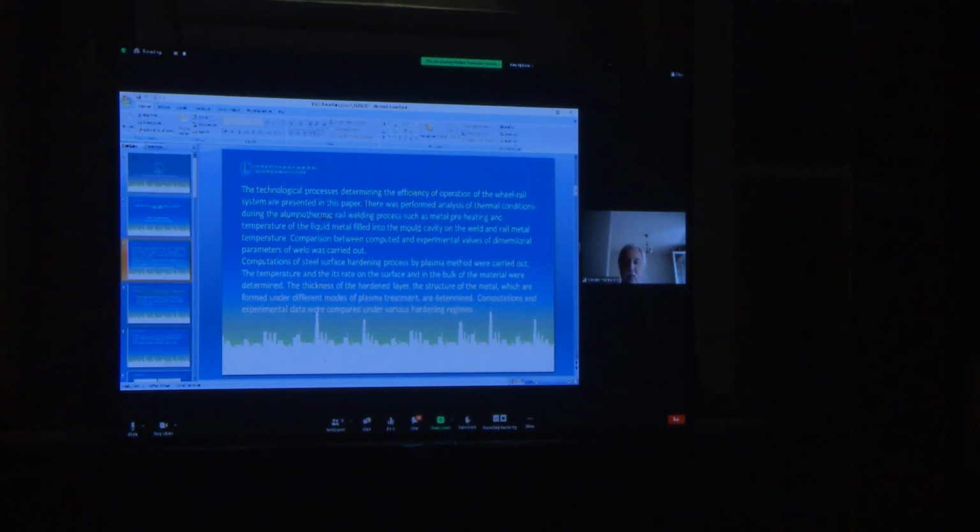Comparison between computed and experimental values of dimensions and parameters of the weld was carried out. Asil, could you mute?